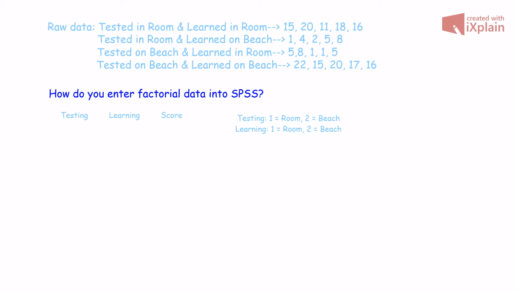So I'm first going to talk about how to enter this first bunch of numbers, this first line of numbers up there. Well, this is the first person. We'll call him Bob. Okay, his score was 15. So there's 3 bits of information we need about Bob. He was in a room when tested, and he was in a room when he learned. So he has a 1 under the testing column, and he has a 1 under the learning column, and his score is going to be a 15.